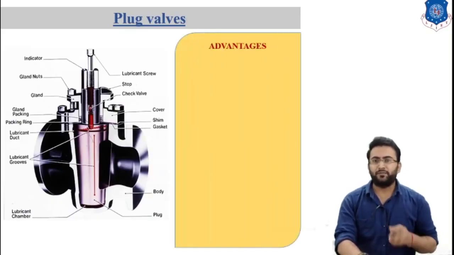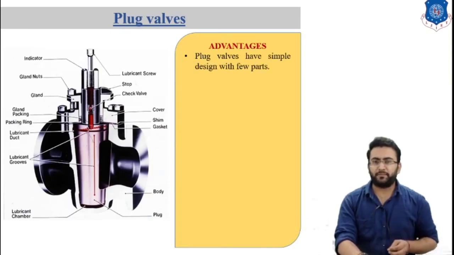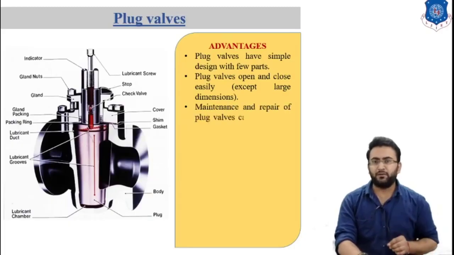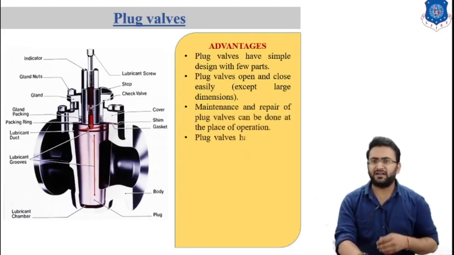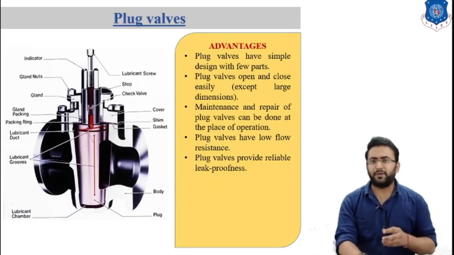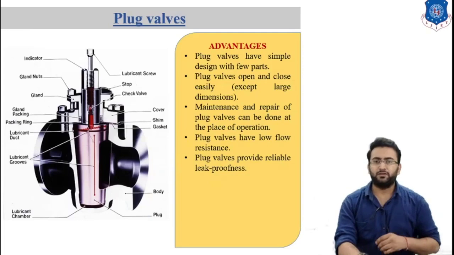Now let's talk about various advantages of plug valve. Plug valve has a simple design with few parts. Plug valves open and close easily, except that large dimension plug valves cannot easily open and close. Maintenance and repair of the plug valve can be done at the place of operation. Plug valve has a low flow resistance compared to other valves. Plug valve provides less leakage in the pipeline. That's why plug valve is mostly used compared to gate valve. So this is all about various advantages of plug valve.